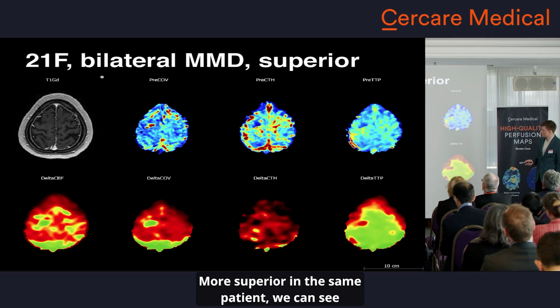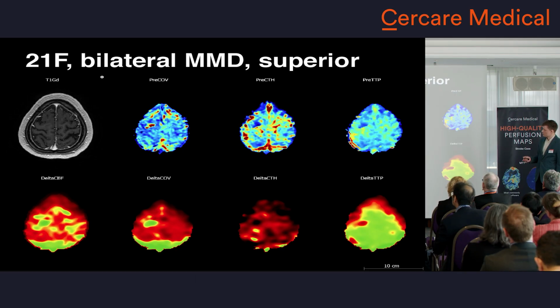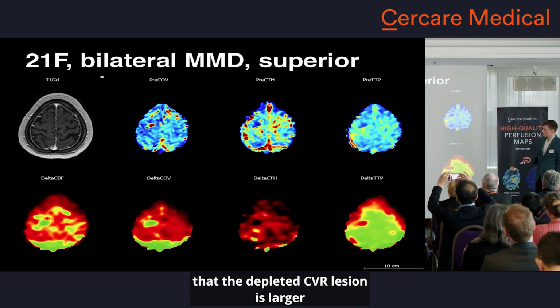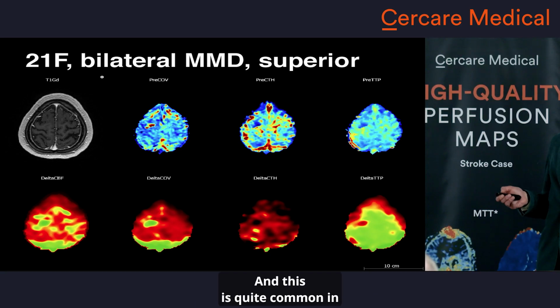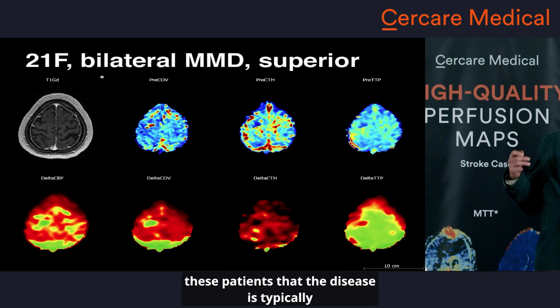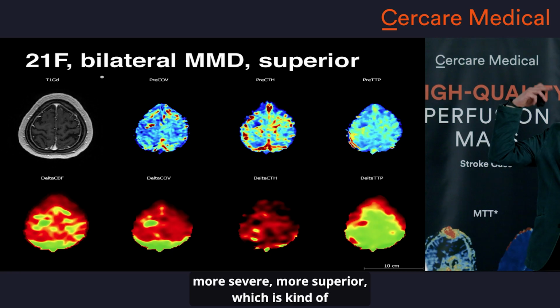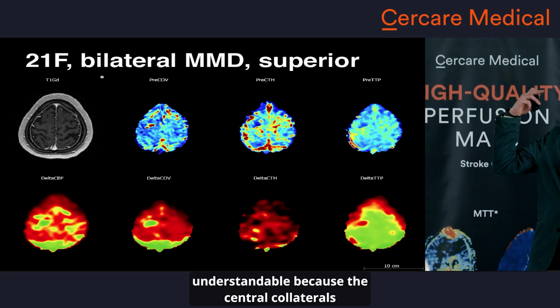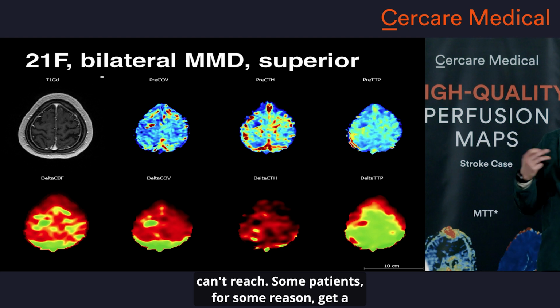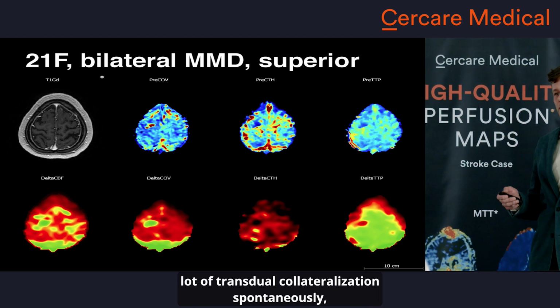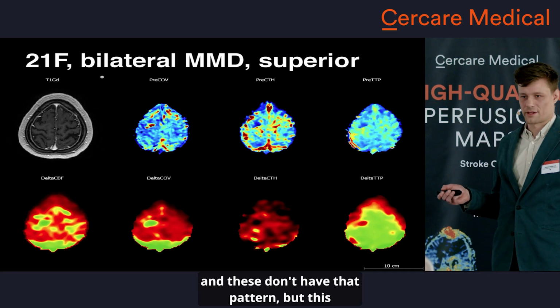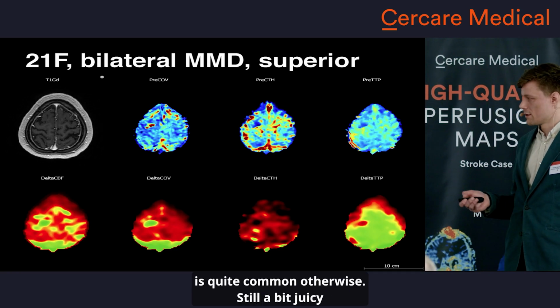More superior in the same patient, we can see that the depleted CVR lesion is larger. And this is quite common in these patients, that disease is typically more severe, more superior, which is kind of understandable because the central collaterals can't reach. Some patients, for some reason, get a lot of transdural collateralization spontaneously, and these don't have that pattern, but this is quite common otherwise.